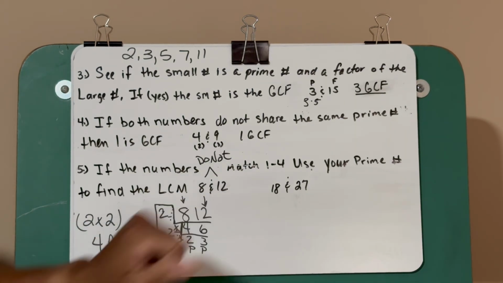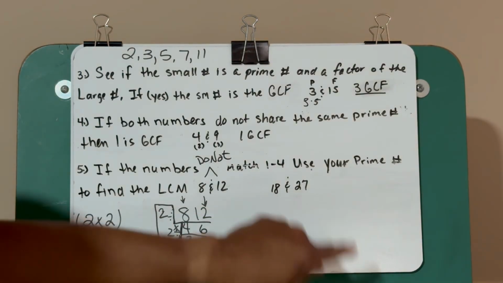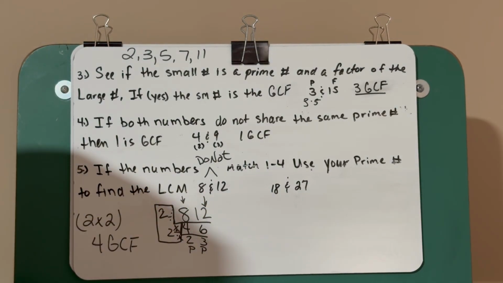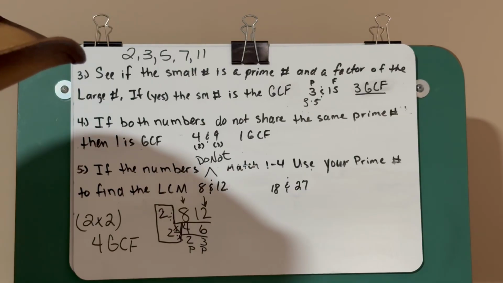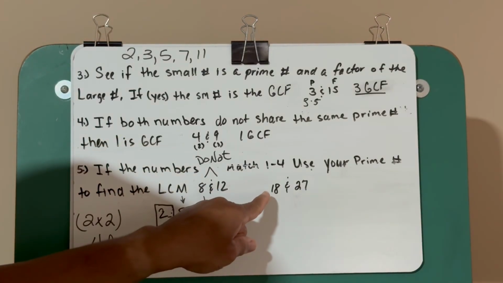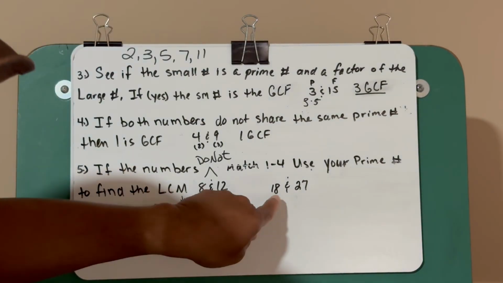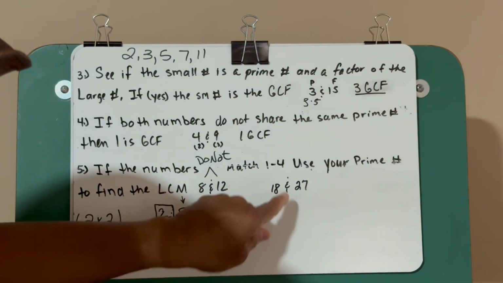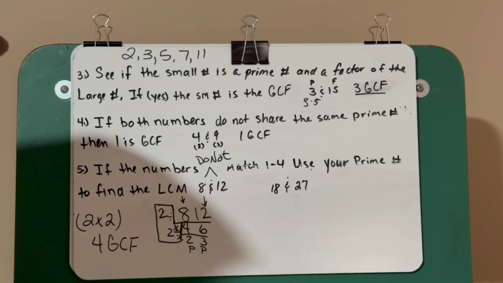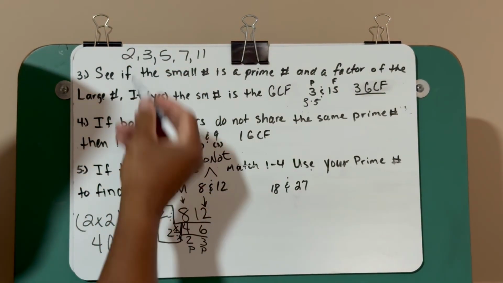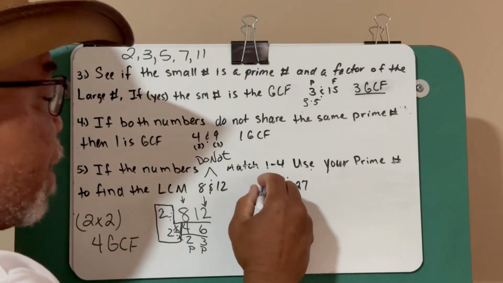Over here we have 18 and 27. Again, 18 is not a factor of 27. Both numbers are not prime. And again, they do share common prime numbers. So if you look here, I have an 18, which is an even number, and 27 is an odd number, so I don't start with 2, I automatically start with my prime number 3.